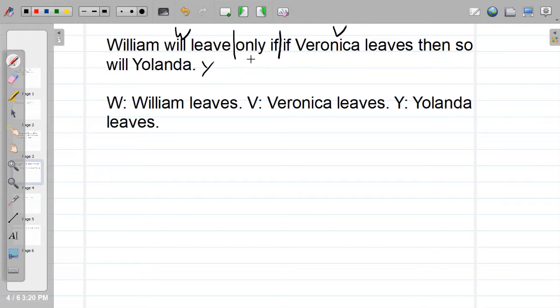So what's our rule? What comes right after only if? The consequent, just the opposite of if, right? The consequent comes right after only if. That means that this is the antecedent. So W, then this whole thing. If Veronica leaves, then so will Yolanda. So if V, then Y.